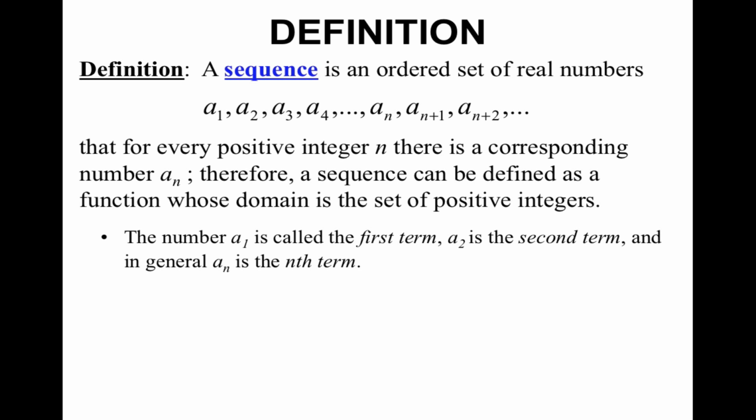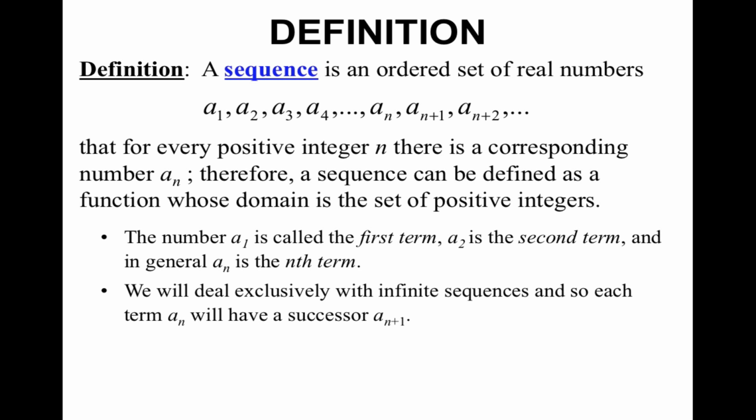The number a sub 1 is called the first term, a sub 2 is the second term, and in general, a sub n is the nth term. We will deal exclusively with infinite sequences, and so each term a sub n will have a successor a sub n plus 1, and then that one will have a successor, etc., for an infinite number of terms.